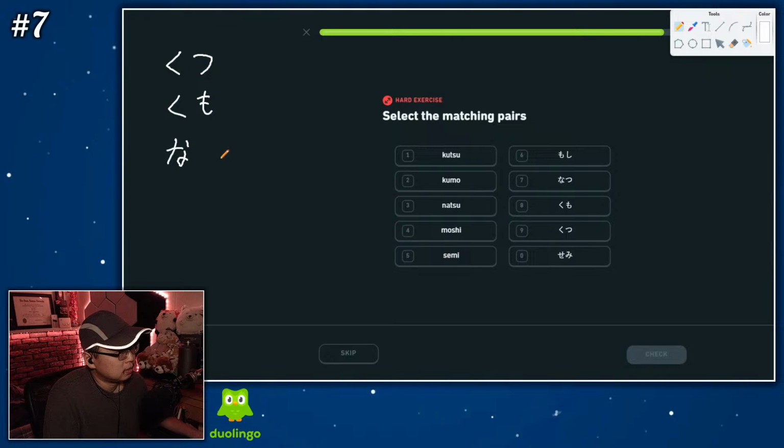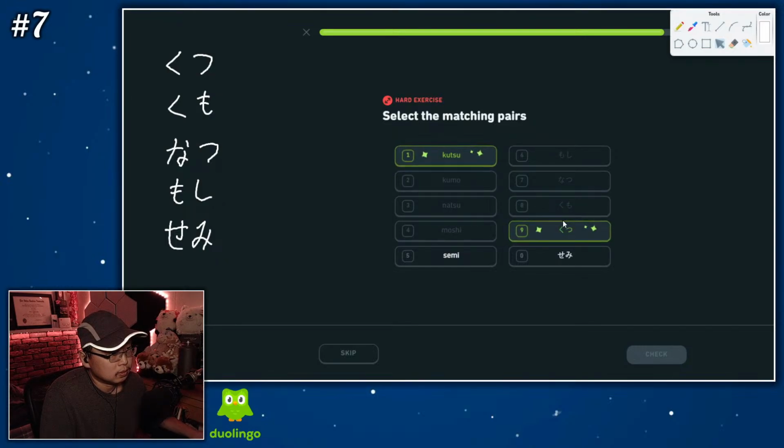Na. Tsu. Yikes. Moshi. And say me. Say me. Okay. So this is moshi. Natsu. Kumo. Kuchi. Kutsu.